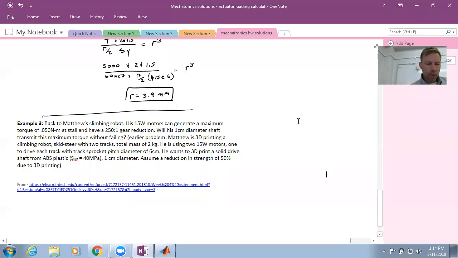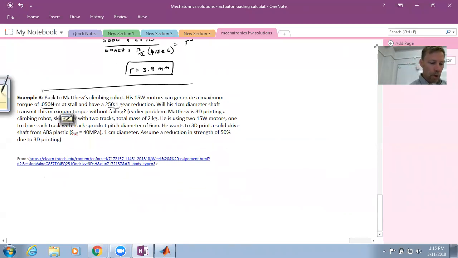All right, sample number 3. Back to Matthew's climbing robot: 15-watt motors generate maximum torque with a 250 to 1 gear reduction. It looks like the motors have a 0.05 Newton meter torque at stall and a 250 to 1 gear reduction. He has a 1 centimeter diameter shaft. Will it transmit that torque without failing?